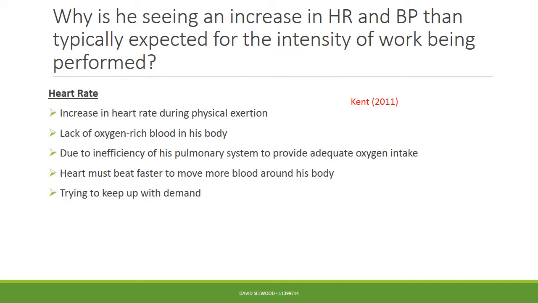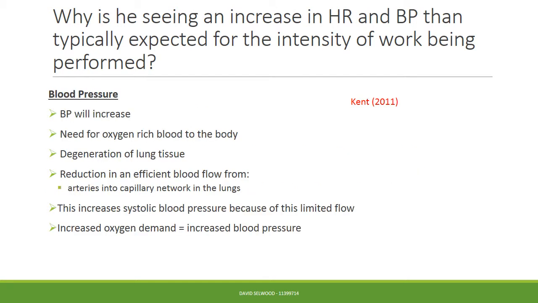So John is seeing an increase in his heart rate during physical exertion because of the limited oxygen-rich blood flowing through his body. This is largely again caused by the degeneration of the efficiency of his pulmonary system. His blood pressure, of course, will increase due to the need to provide oxygen-rich blood to the body, and as stated before, the degeneration of that lung tissue means that efficient flow of blood via the arteries into the lungs' capillary network will be reduced. Obviously, this is going to increase the systolic pressure.